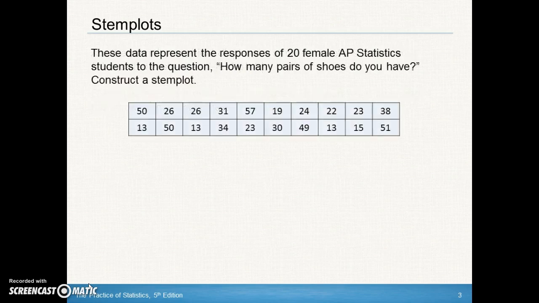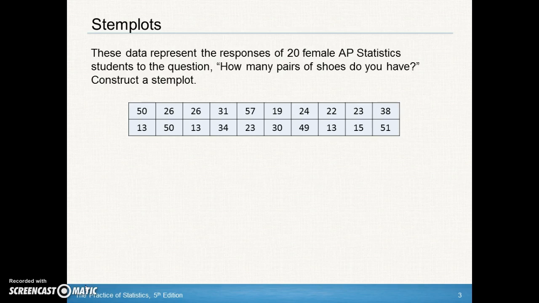So these data below represent the responses of 20 female AP statistics students to the question, how many pairs of shoes do you have? And we're going to construct a stem plot for these data.